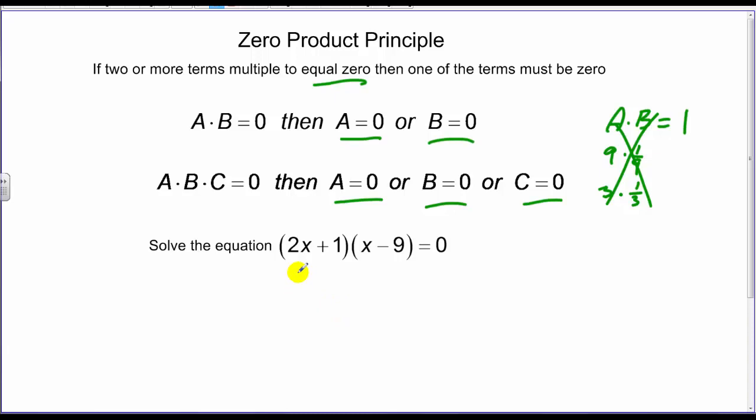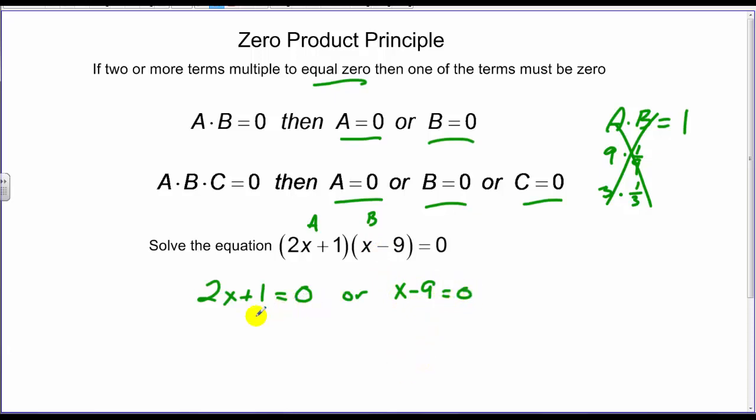So what we're going to do is take this product of two terms, 2x plus 1 and x minus 9, know that that's equal to 0, and try to solve the equation. Well, I know if two terms, this is like my a and my b, multiply to equal 0, then either 2x plus 1, that's my a term, has to be equal to 0, or that second term, x minus 9, has to be equal to 0.